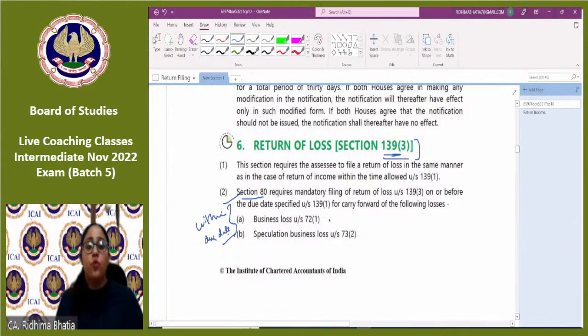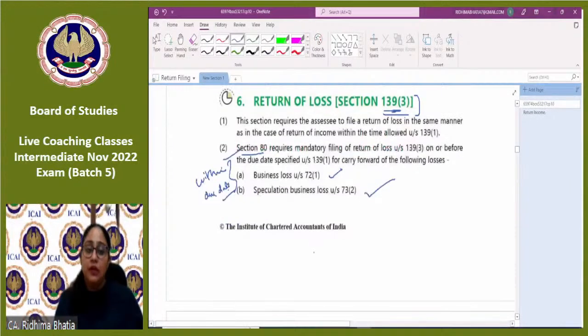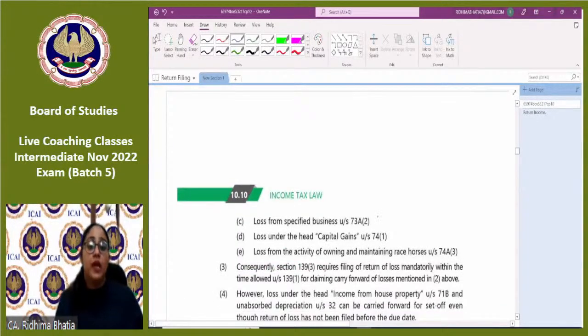For what losses? If you want to carry forward your business loss, your speculative business loss, your specified business loss, your capital loss, or the loss from maintaining race courses, to carry forward all of these you have to file the return of income within time. Within what time? The time which we mentioned in 139(1). Your return will become a return of loss, but the time applicability is the due dates which we discussed. Okay.